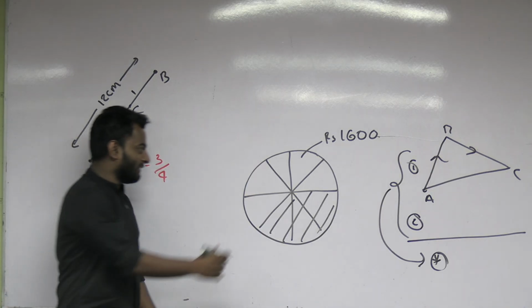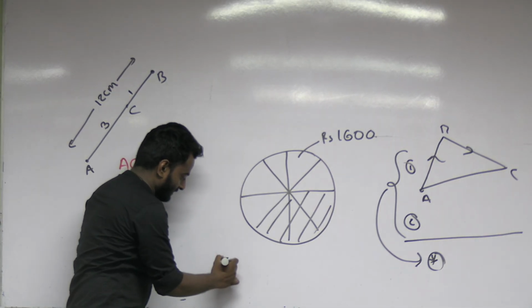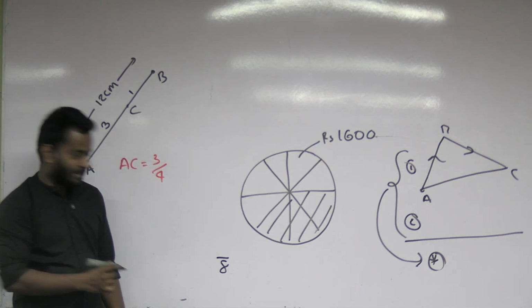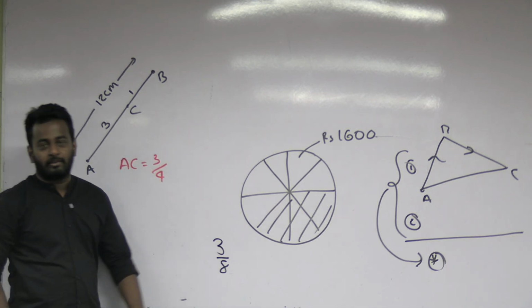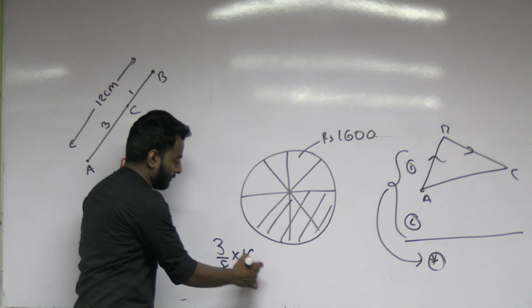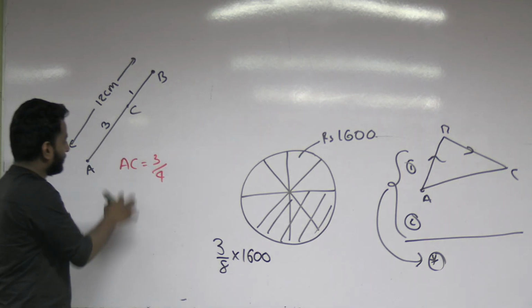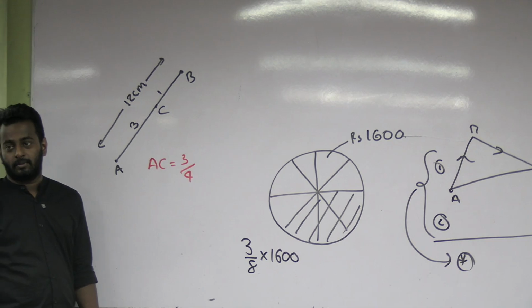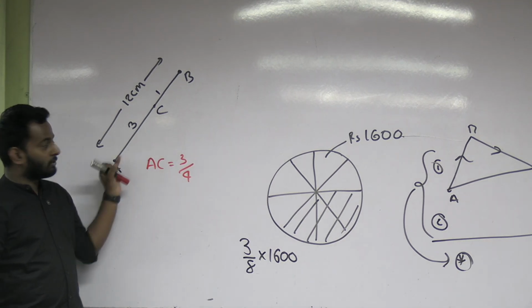Okay, so altogether we have 8 pieces, and from the 8 pieces how much are we going to buy? 3, right? And what are we going to do? We should multiply this by the total price, right? So here also the length of the line AC is not 3 over 4. What should I do? Multiply it by the total length.